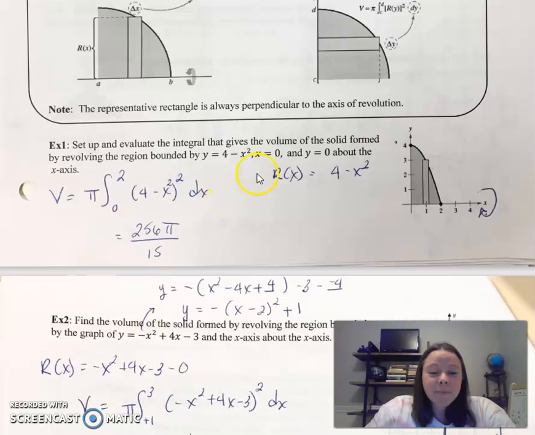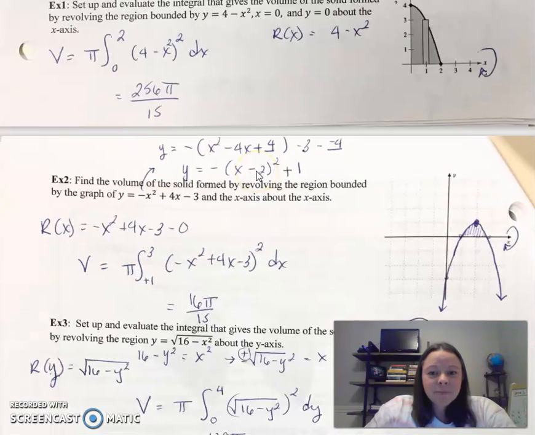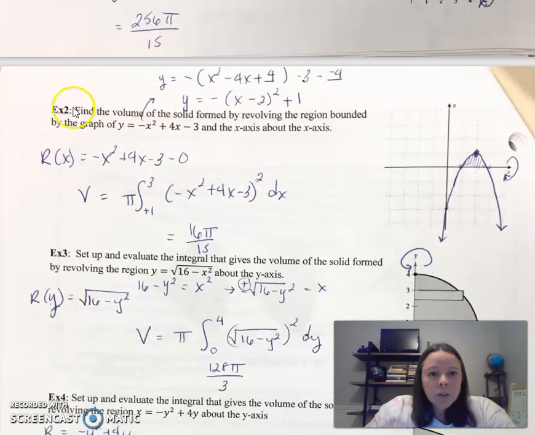All right, let's try another one. Find the volume of the solid formed by revolving the region bounded by the graph. I graphed that over here for us, and the x-axis, about the x-axis. Again, same type of problem. This time they didn't tell us the bounds, so we'll have to figure those out. You'll need to figure out where your function hits the x-axis. That's what I've done up here. I actually completed the square to help us graph it real fast.